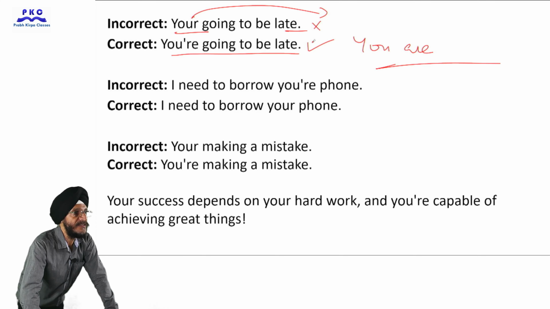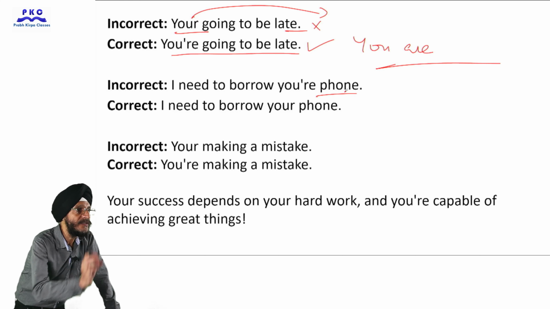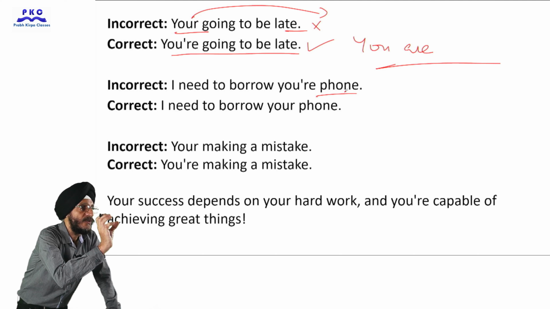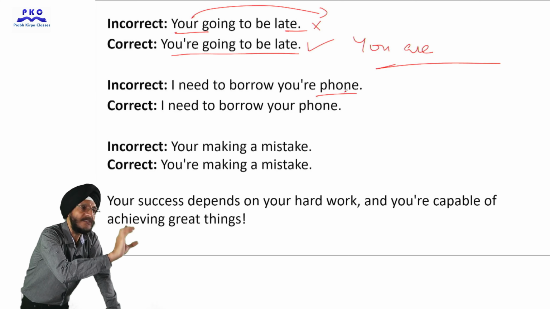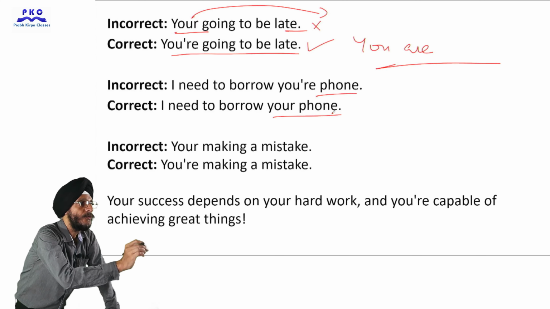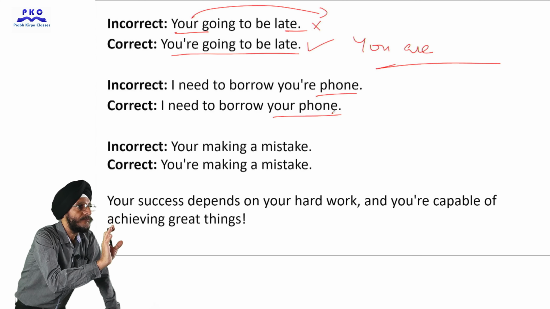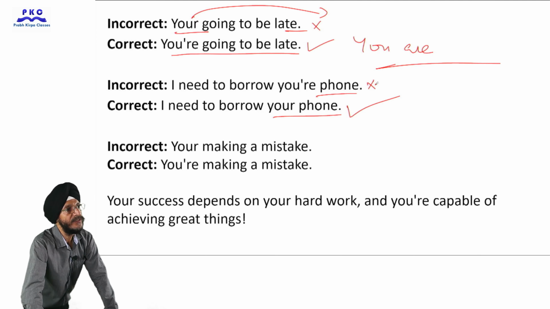In the next sentence, I need to borrow you're phone. So here the mention is of phone. Phone is an item which belongs to someone. Your phone means the phone belongs to you. So, "I need to borrow your phone" is okay. "You're phone" is wrong.